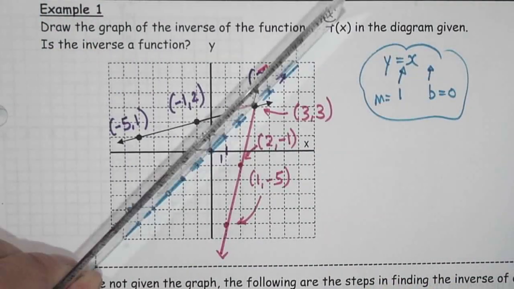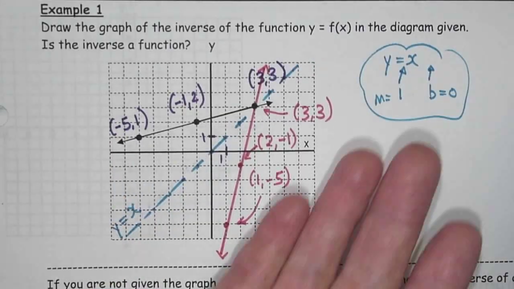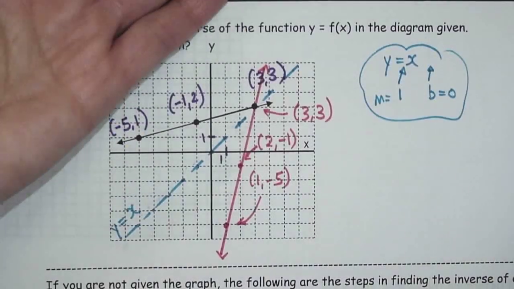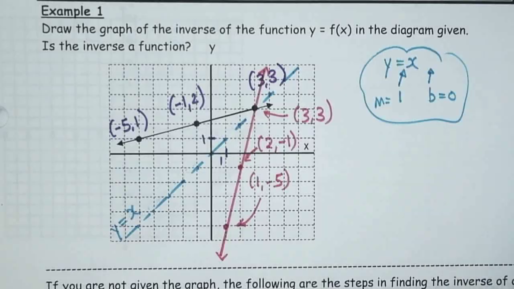But yeah, so it's like you folded the paper diagonally along the y equals x, and see how it's a beautiful butterfly? So it's like that. That's a reflection. That creates what's called the inverse. So the inverse function is always reflected diagonally in the y equals x line.